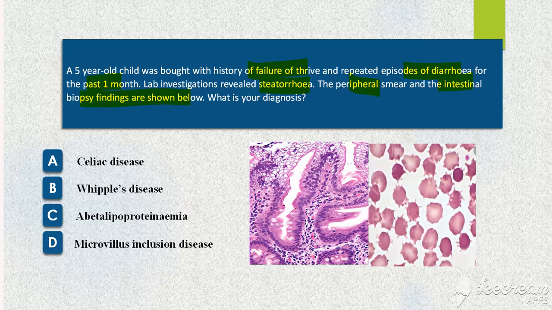So now look at the question. It's basically a child. So you have to be very careful when you're going to interpret any lesions in a child. So it's been there for quite some time. The child is having failure to thrive, and there is diarrhea and steatorrhea. In addition, you have peripheral smear findings and the small intestinal biopsy findings.